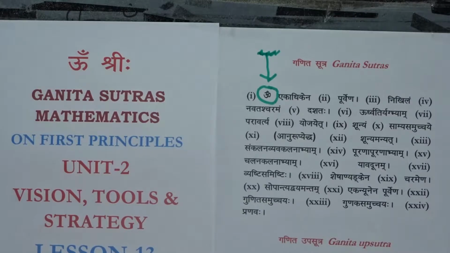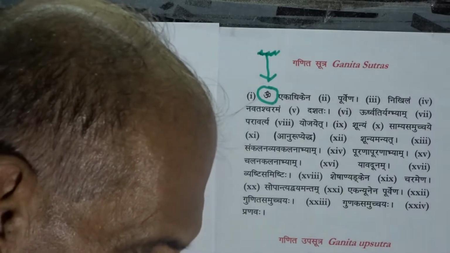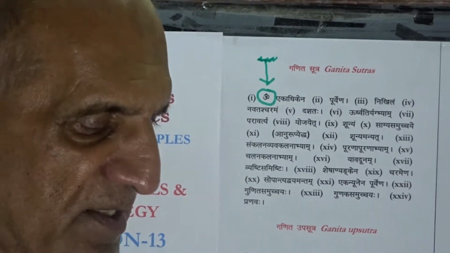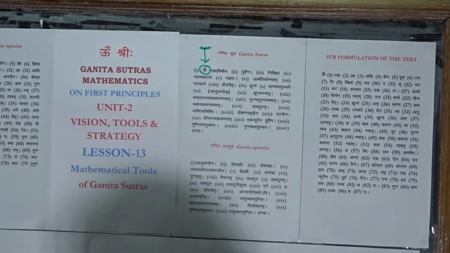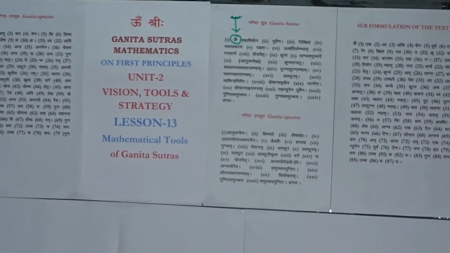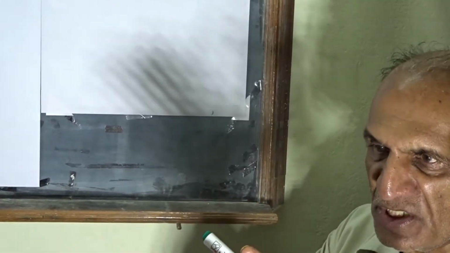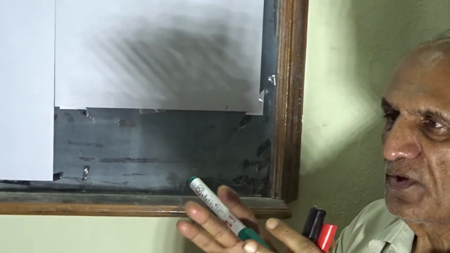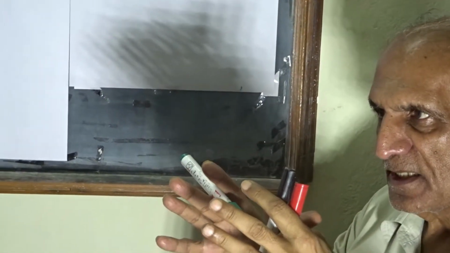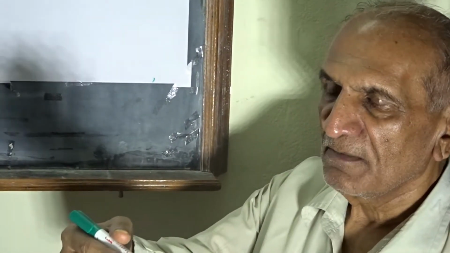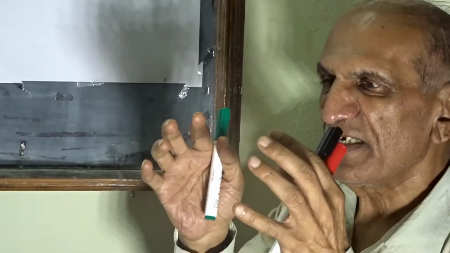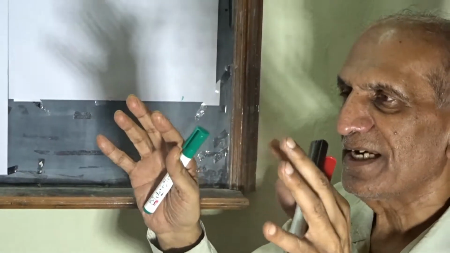Let us open a new page in our Vedic mathematics referencer, and we shall mention that in Unit 2 the focus is going to be upon the vision, tools and strategy of the Ganita Sutras mathematics to have the end reach bliss as per the vision of the text itself.